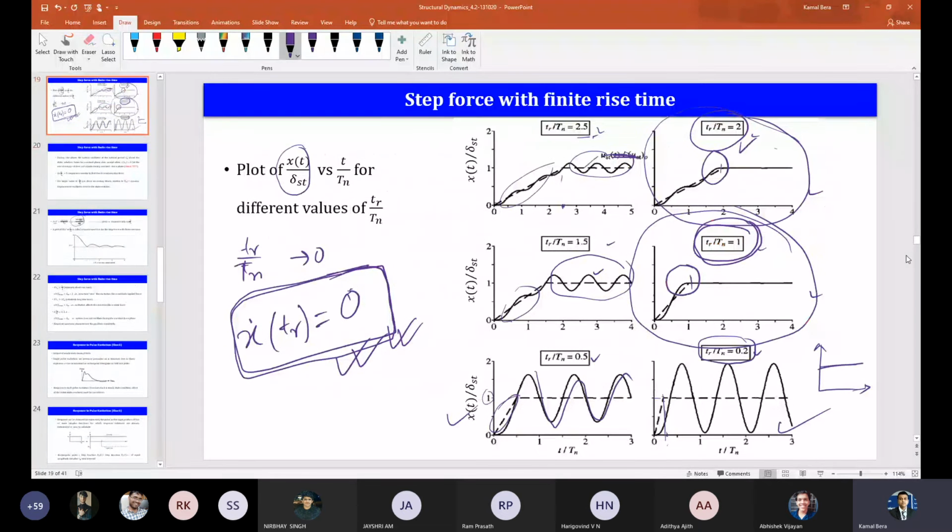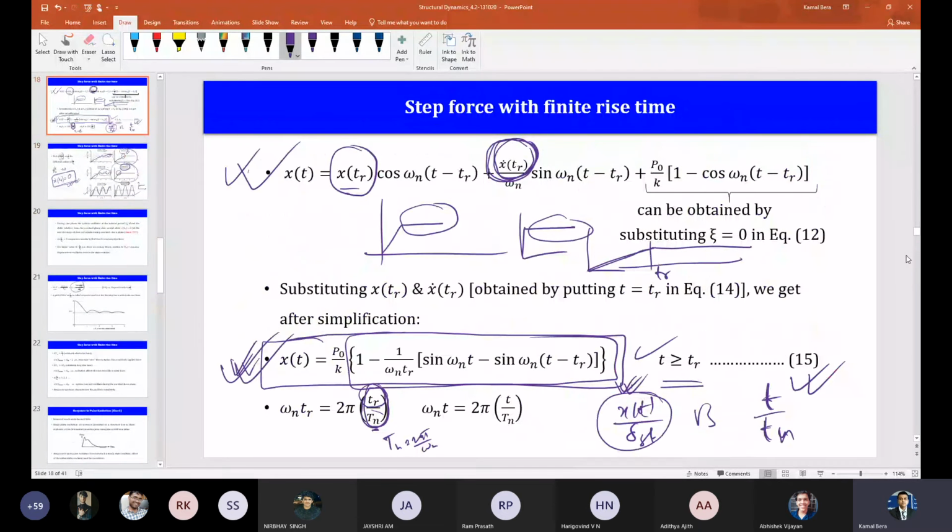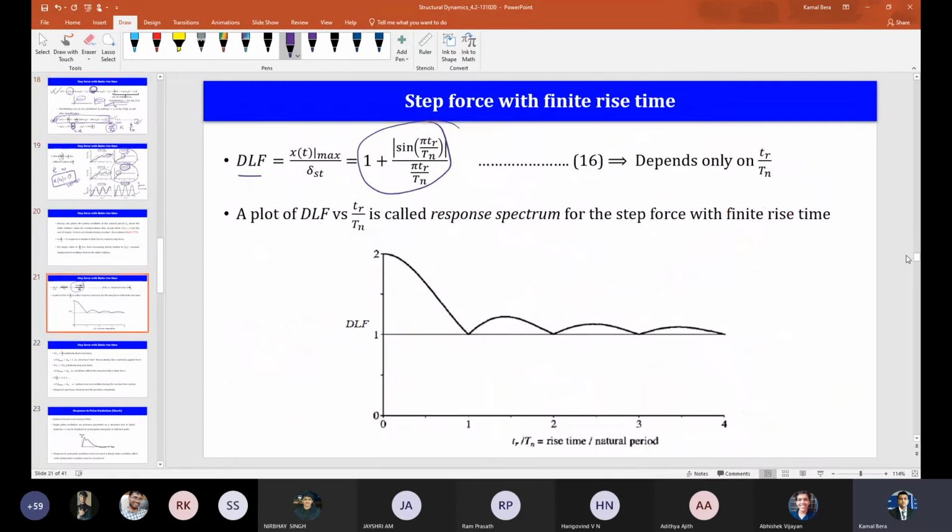From this expression for xt, you can find out the xt max. Then divided by delta st, we obtain 1 plus sine of pi tr by tn into pi tr by tn. So it depends only on tr by tn, the rise time with respect to the natural time period.